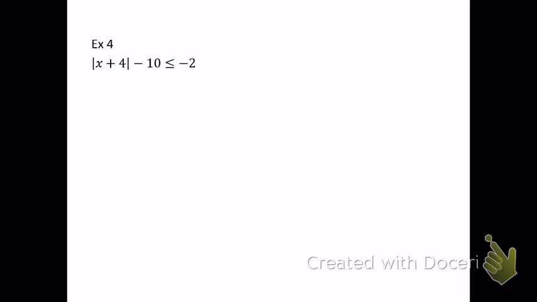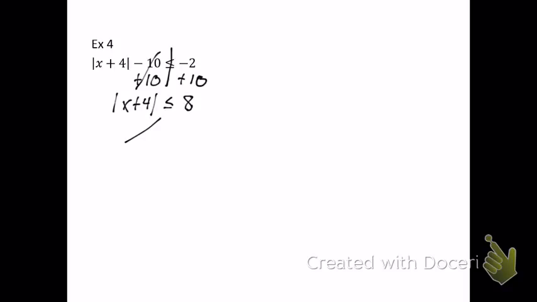Okay, next problem, this is going to be the last example. We've got absolute value of x plus 4 minus 10 is less than or equal to -2. So on the left side of the inequality, I see I've got this minus 10 that's not inside the absolute value, so I'm going to add 10 to both sides. That'll leave us absolute value of x plus 4 less than or equal to 8.